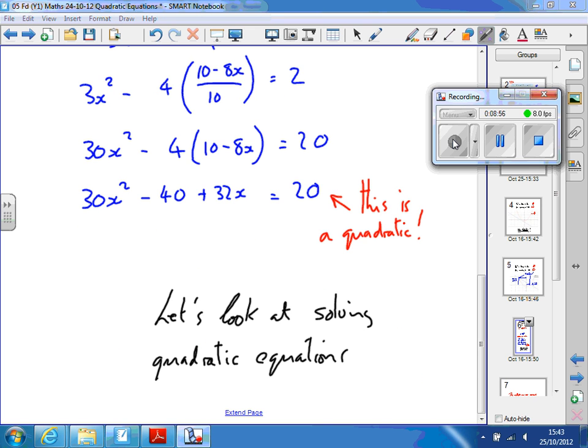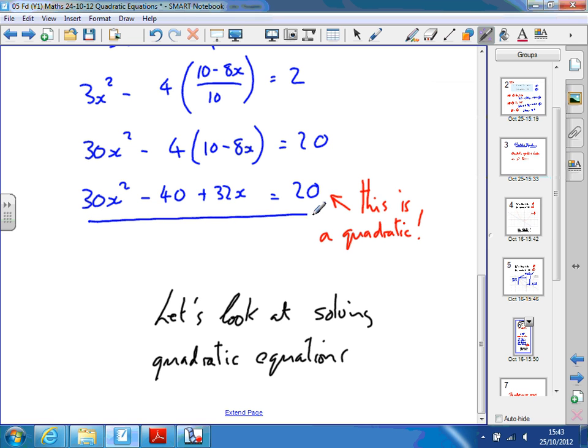So this is a quadratic equation. How do I know it's a quadratic equation? Because of the x squared. So how do we solve this thing? What I want to do now is look at solving quadratic equations, look at some different methods for solving quadratic equations, and then we'll come back and use one of those methods to solve this and end up with our solutions.